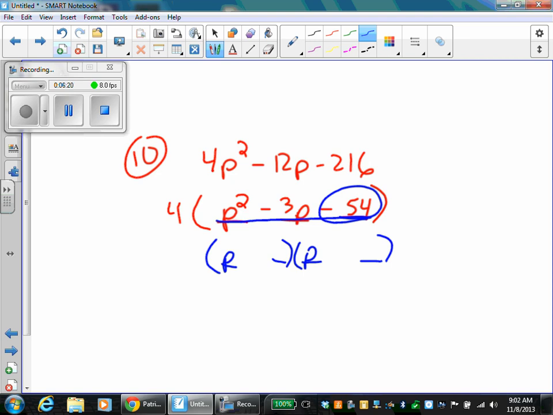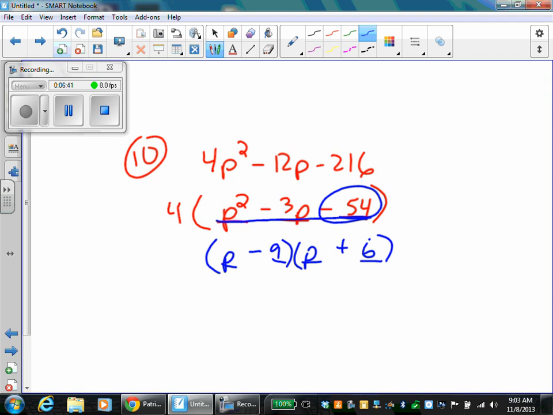So tell me numbers that multiply to 54: 9 and 6. 9 times 6 is 54, and when you subtract 9 and 6, which one needs to be negative? Negative 9 and a positive 6. Remember, the larger one needs to go with your middle sign. Okay? And that does work. When you have a negative 9 and a positive 6, that will give you a negative 3.